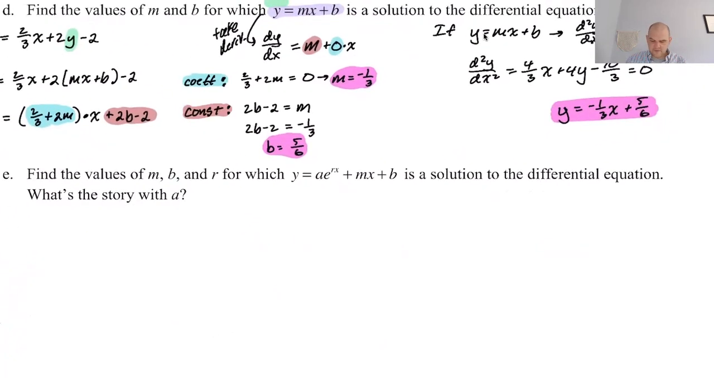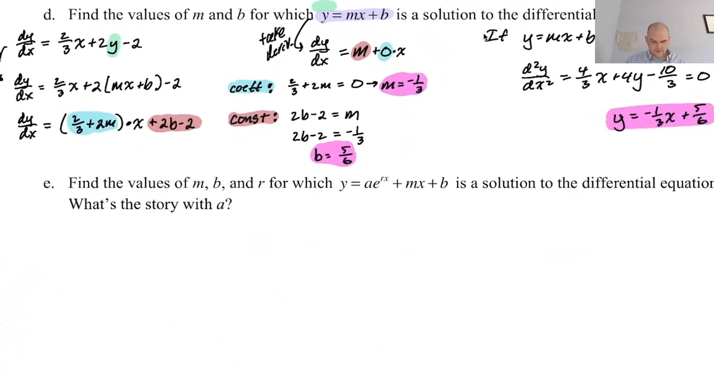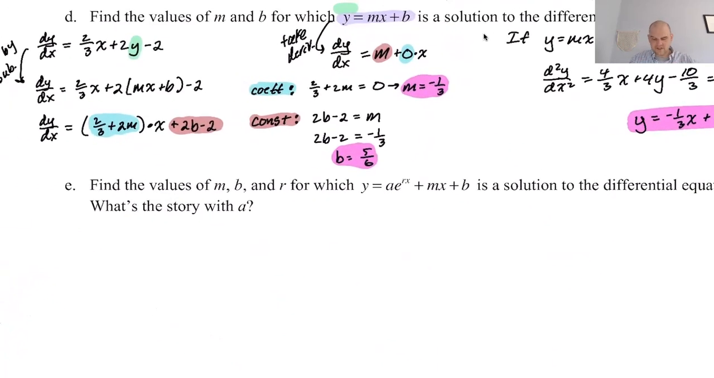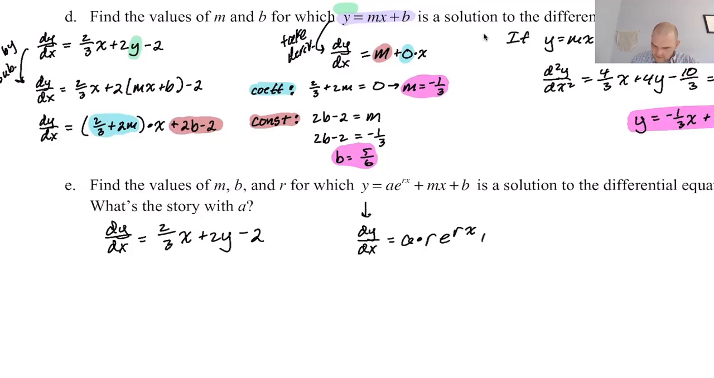Let's try this one. It's basically the same problem. So I'm going to start with the differential equation again. So dy dx, I'm just copying it from above: 2/3 x plus 2y minus 2. And I'm going to do this in essentially the same way, right? So if I take the derivative, dy dx, it's going to be a times r e to the rx plus m. So that's by taking the derivative. And I get that.